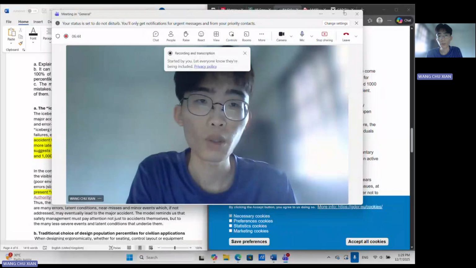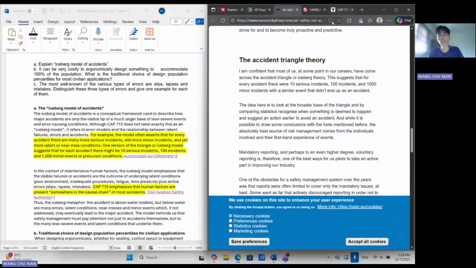Hi, so today I will be sharing about my HF topic that I'm working on and where I get my reference from. So for my topic, it will be split into three parts. For part A, I will explain what an iceberg model of accident means.